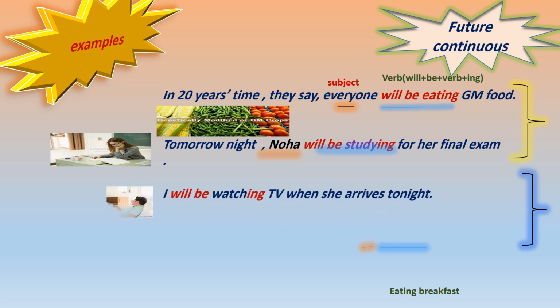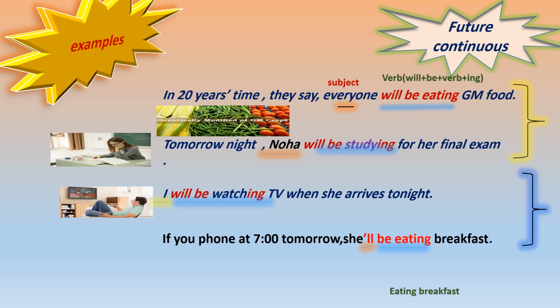Look at the third example. I will be watching TV when she arrives tonight. أنا سوف أكون أشاهد التلفاز عندما هي تصل في هذا المساء. We have two actions here. عندنا حدثان: مشاهدة التلفاز، والحدث الآخر الذي سوف يقطع هذا الحدث وهو وصولها. So I use the future continuous tense. What is the subject? I. Will be watching is the verb.